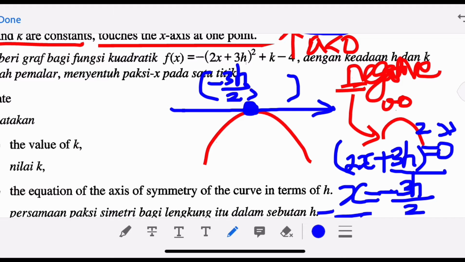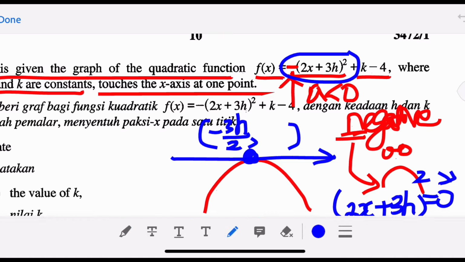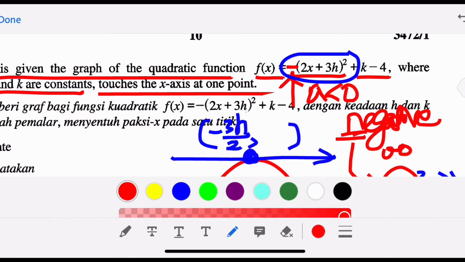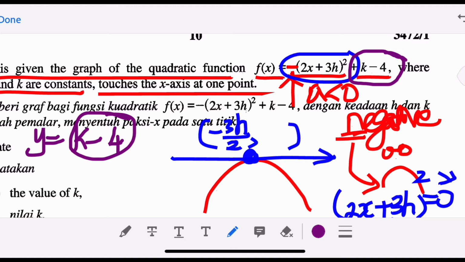And how to find the y? The y is given by all the terms at the end of the quadratic function in vertex form. This is called vertex form. So you just let k - 4 be the y, or what we call the maximum value. Basically we let the perfect square be 0 to find the x, and then we obtain the y value from the last term.